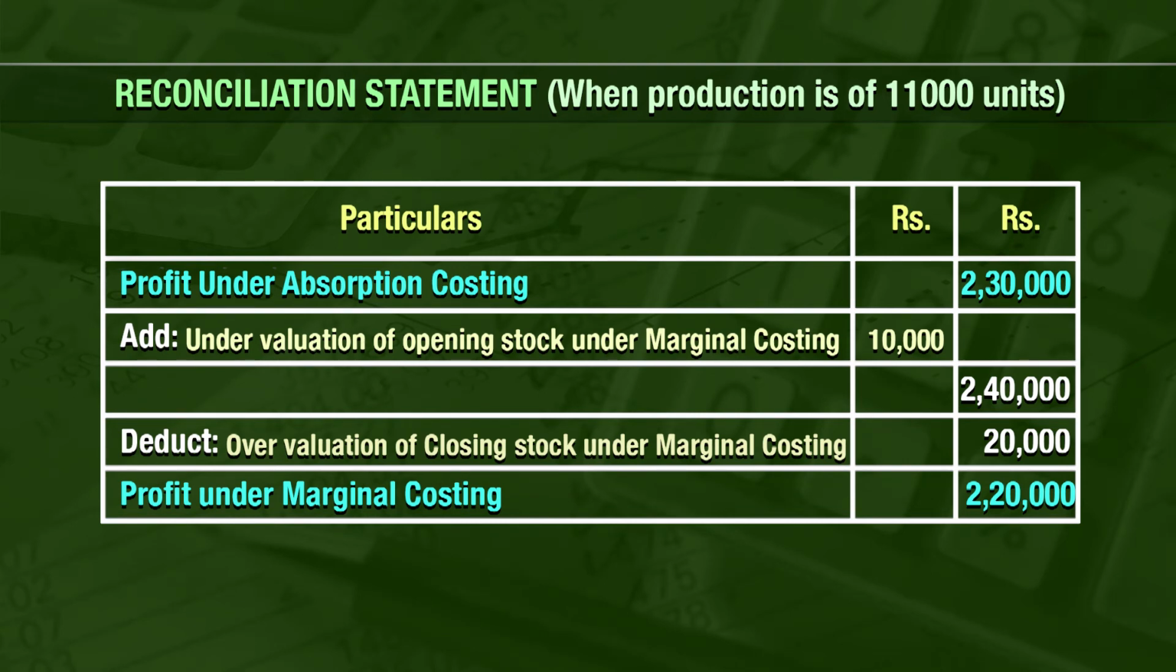As you were used to prepare reconciliation statement of cash book and passbook, in the same manner this reconciliation statement is to be prepared. Out of these two parties, we have to assume one party as our own party, and the opposite party will be another party, and here we will write our own profit to commence the reconciliation statement. Then we will find out the reasons due to which this difference arises. In case of absorption costing and marginal costing, there are only two reasons, that is valuation of opening stock and closing stock. Here we are assuming that our party is absorption costing, where our profit is of rupees 2,30,000.